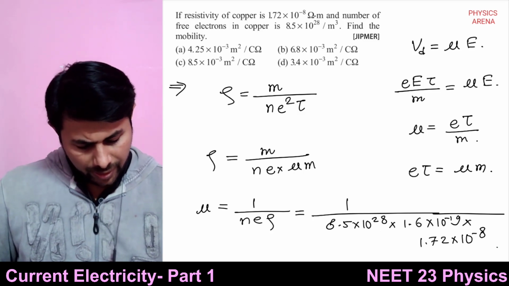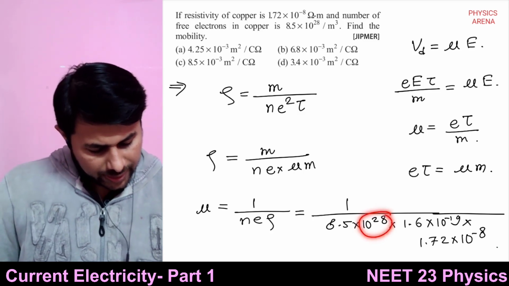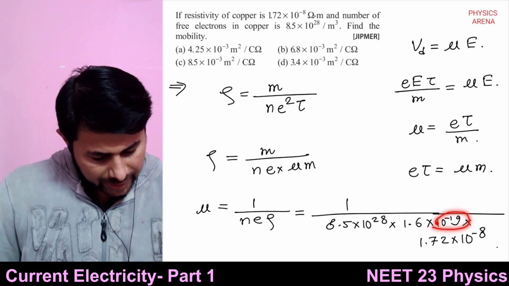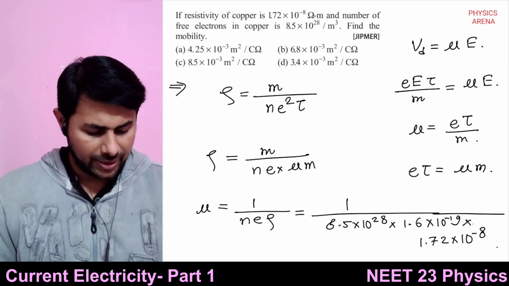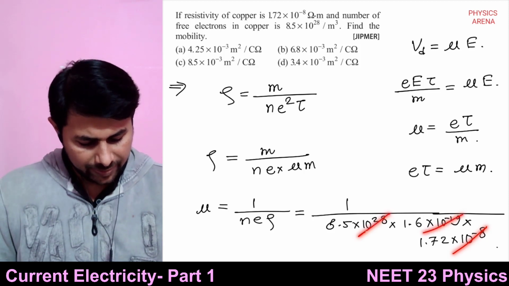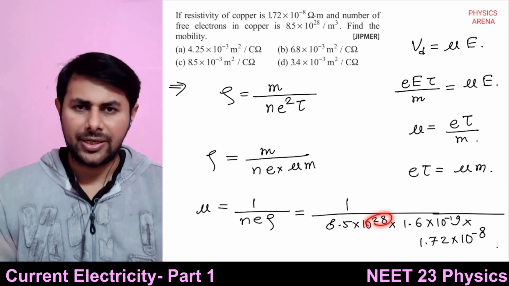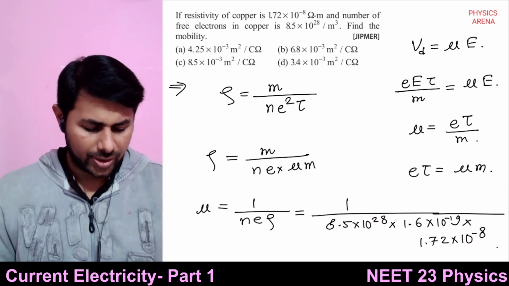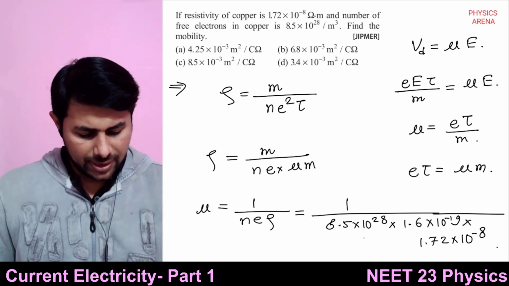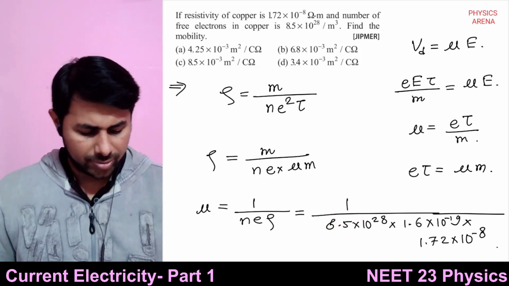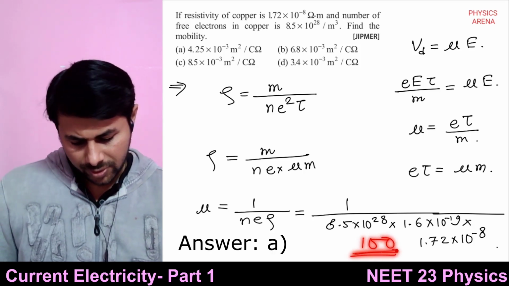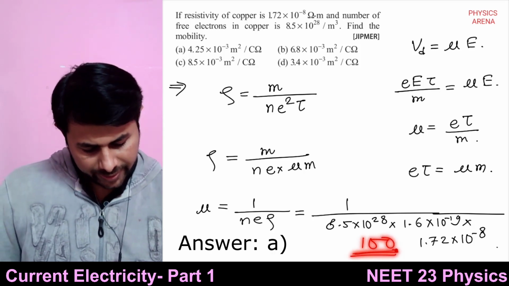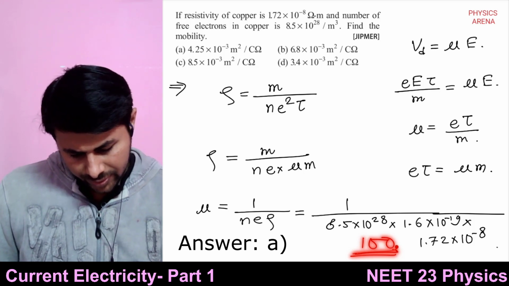So 10 raised to minus 19 minus 8 will be minus 27, and this is 28. Okay, so it will be roughly 10 times 8.5. So we can roughly say it's 1 by 100, of the order of 1 by 100. So is it there?